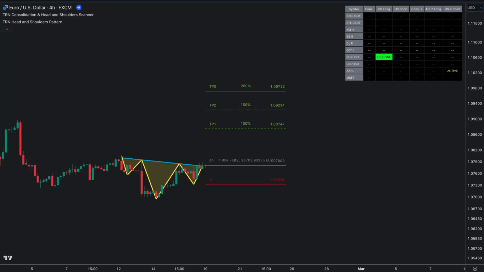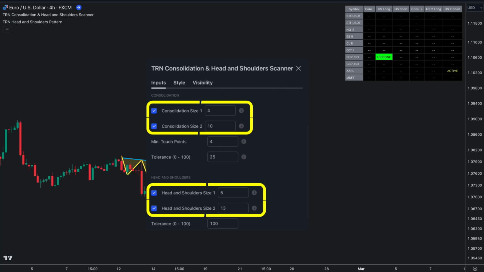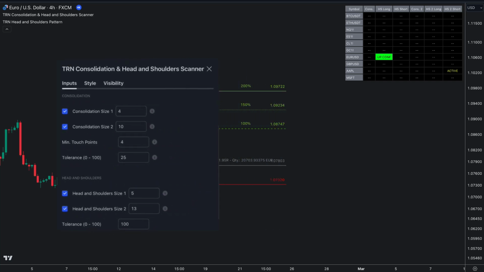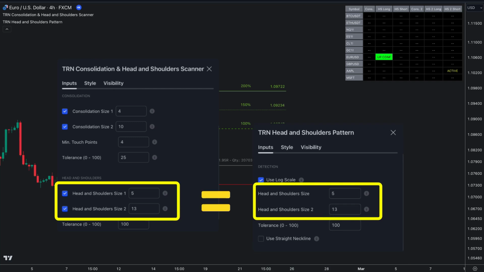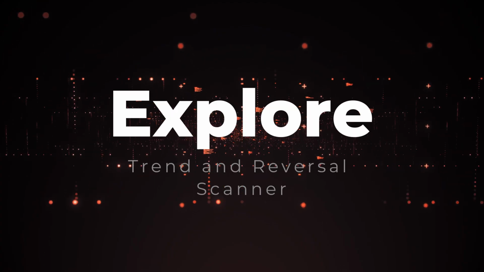In the scanner settings, you can adjust the two sizes and the tolerance level for both consolidation and head and shoulders patterns. Again, be sure that the pattern indicator settings match the settings set for the scanner. Now let's move on to our last market scanner.